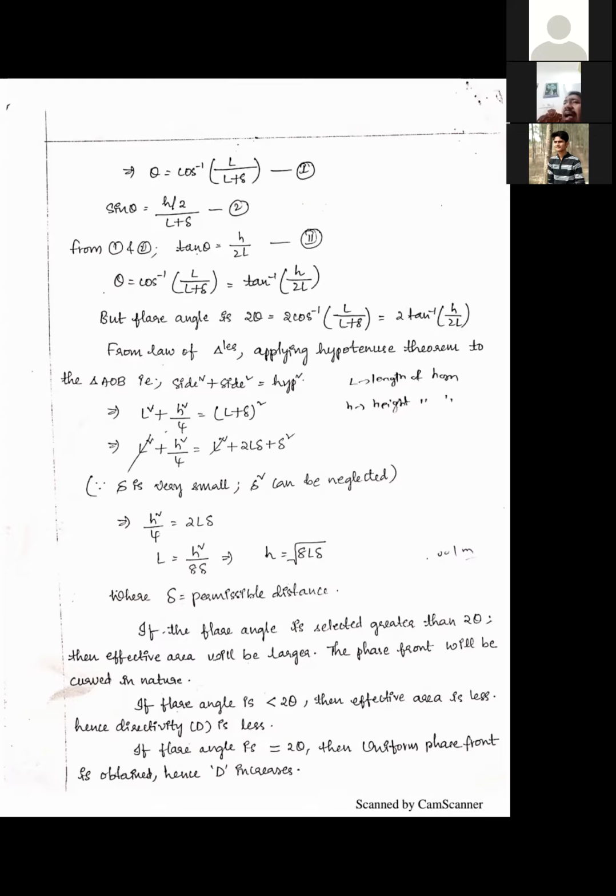If the flare angle is less than 2 theta, flare angle is less means indirectly area is less. If area is less, what happens to directivity? Then directivity also decreases. Hence, for an angle less than 2 theta, directivity is poor. Hence, this case is not considered.